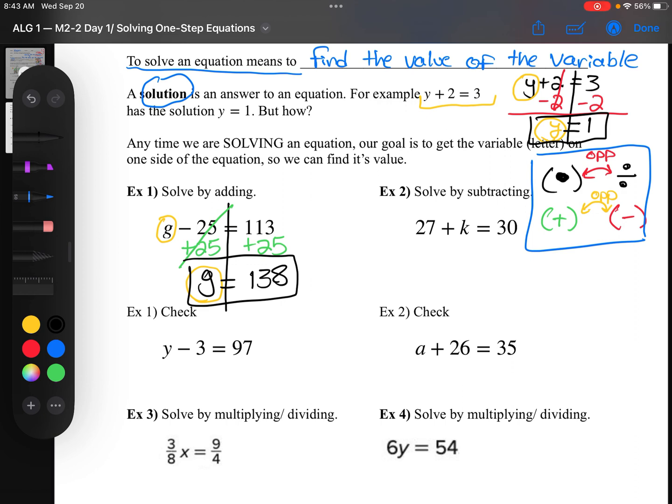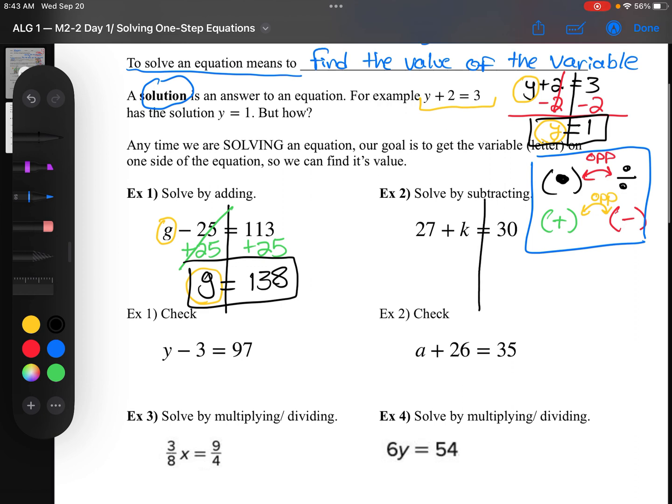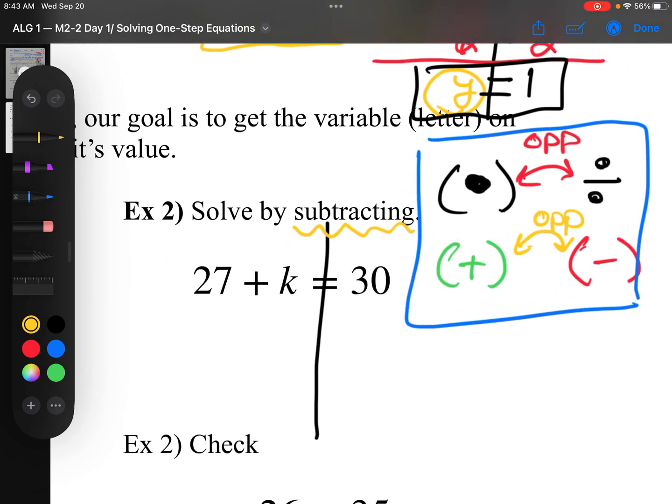Okay, so we're going to practice with example 2. We need to solve by subtracting. And why do we have to solve by subtracting? Well, if we zoom in and we look at this 27, it doesn't have a negative in front of it, which means that it's positive. So this is where we have to go over here and look at our opposite operations. The opposite of adding 27 would be to subtract it, okay? So if I have a plus 27 over here, I've got to minus 27 to get rid of it. So I'm going to minus 27 from this side and this side, because what you do to this side, you must do to this side as well, okay?